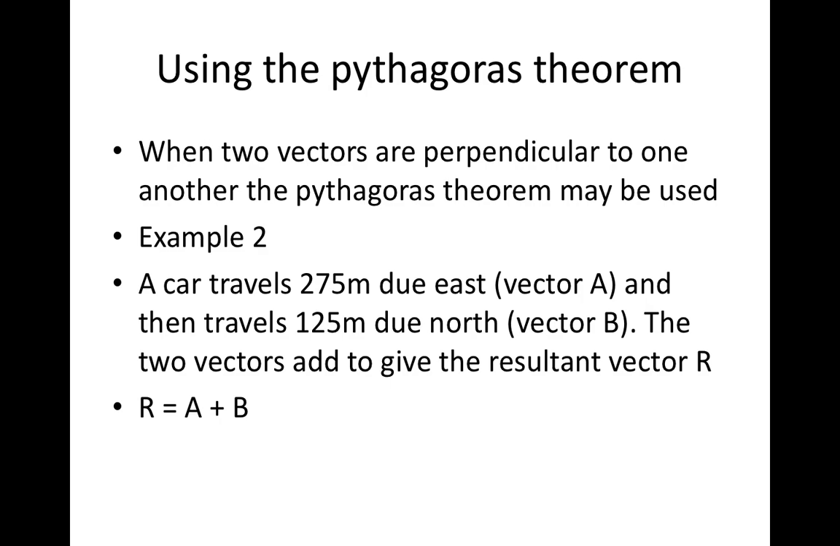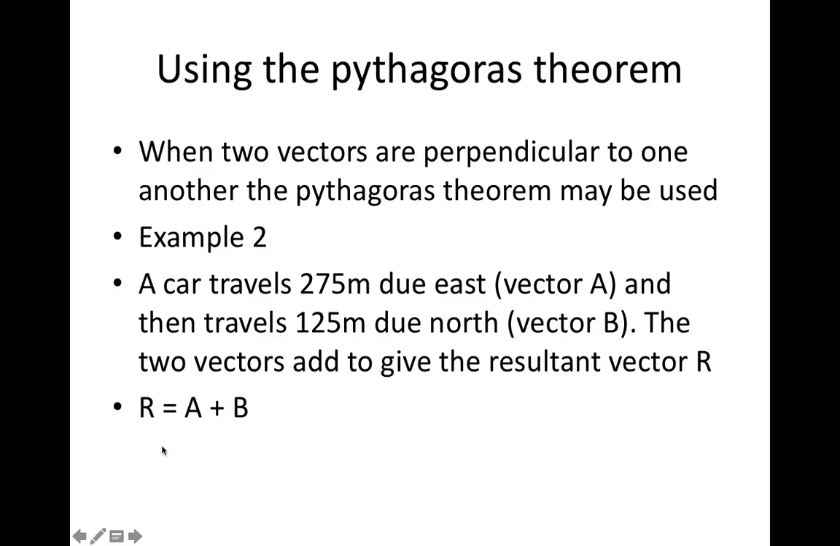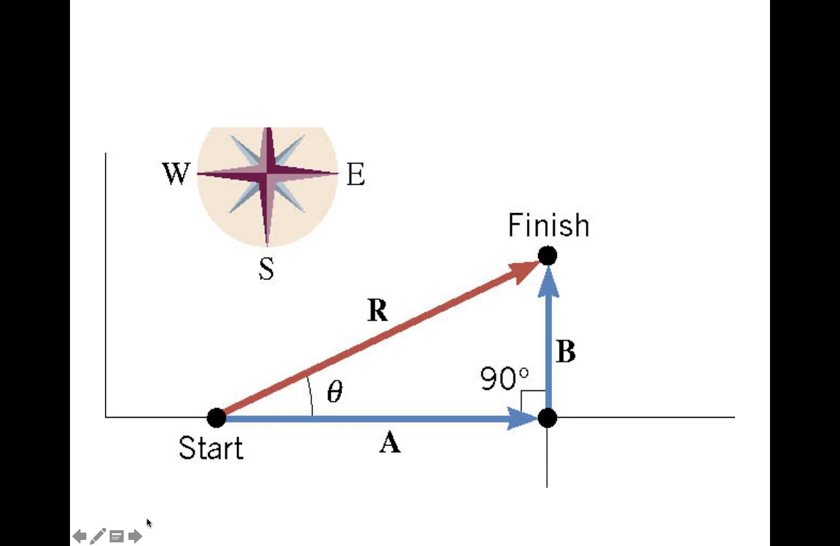They're perpendicular to one another, so we can't add the numbers together as they are. We have to use the Pythagoras theorem and draw a right-angled triangle. So here's vector A. We draw the first vector, and vector A is 275 meters due east. So it goes in the eastward direction.